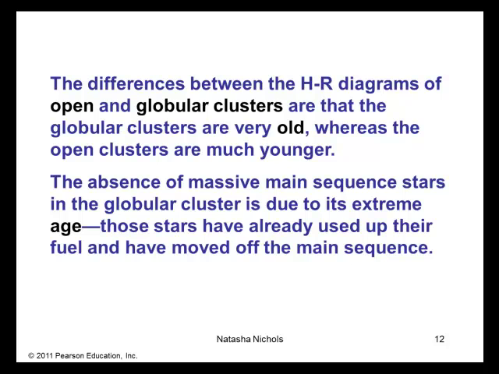The differences between the HR diagrams of the open and globular clusters are that the globular clusters are very old, whereas the open clusters are much younger. The absence of massive main sequence stars in the globular cluster is due to its extreme age. So those stars have already used up their fuel and have moved off the main sequence, and they're starting their slow process towards stellar death.